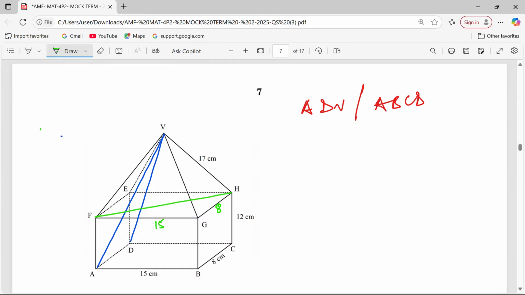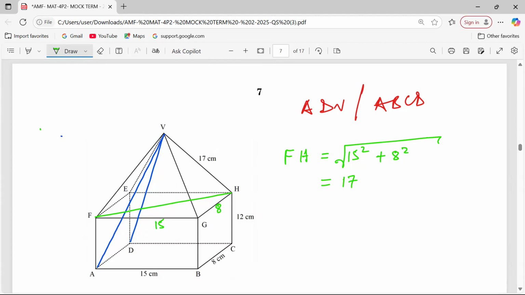The length from F to H is supposed to be the square root of 15 squared plus 8 squared. I'm getting the root of 289, which is 17. So the whole length there is 17.